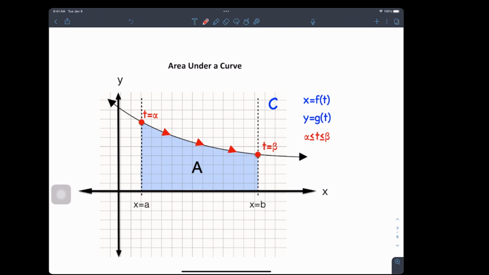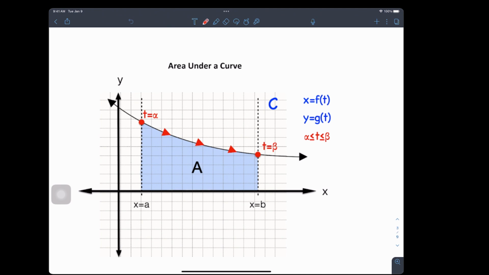Alright, let's see. Let's get the audio out here. Let's double check. Okay, it looks like we are good to go here with our audio. Now, remember what we've been working on. We've been working on parametric equations, actually calculus of parametric equations.